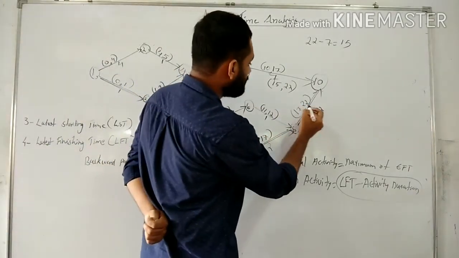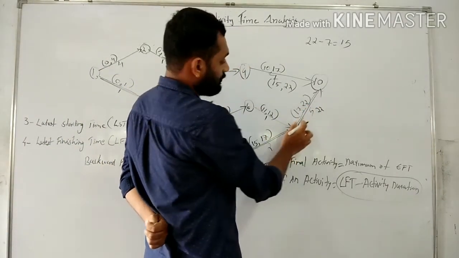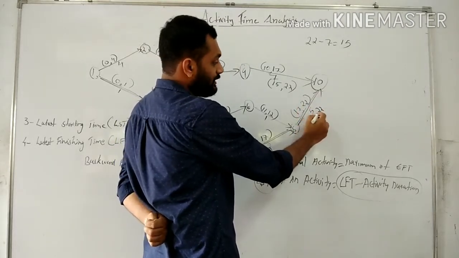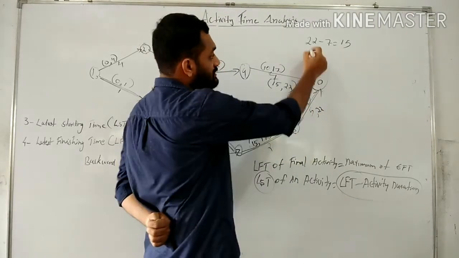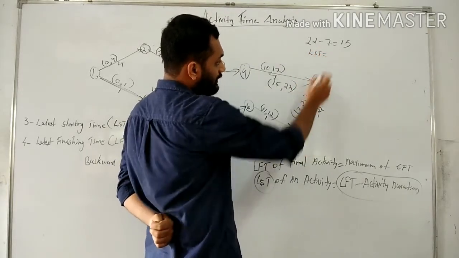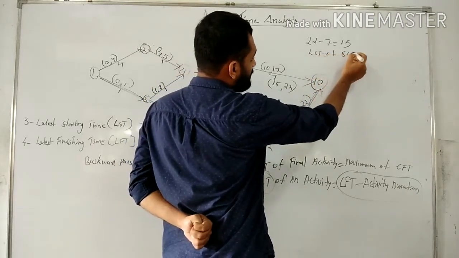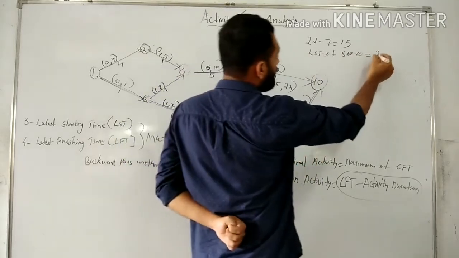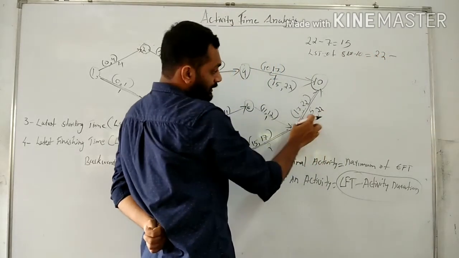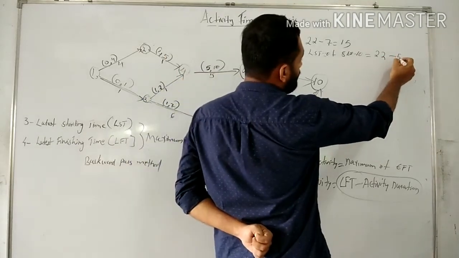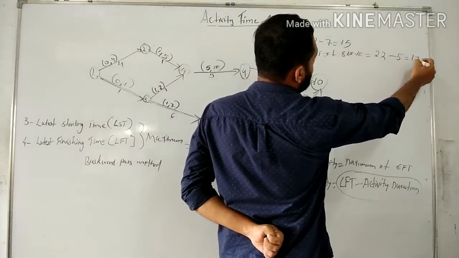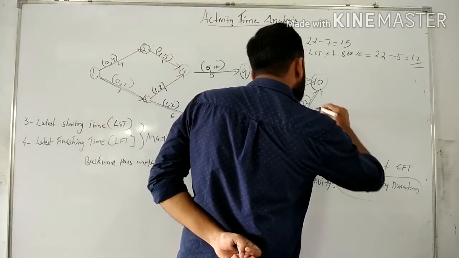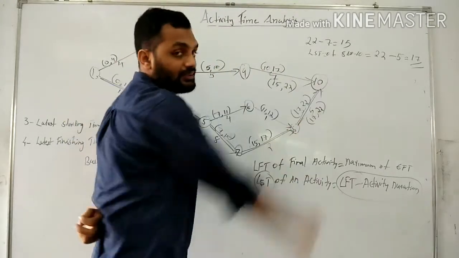Like here also, for the activity 8 to 10 the LFT is 22. The LST of 8 to 10 is equal to 22 minus 5. 22 minus 5 that is 17 days. So 17 is the LST of this activity.